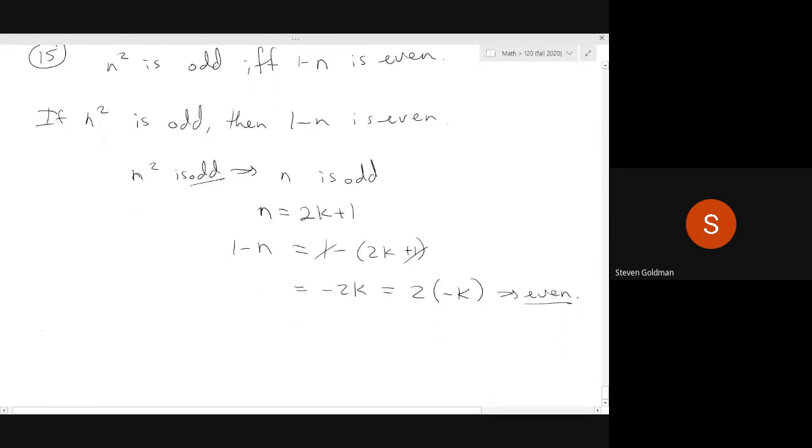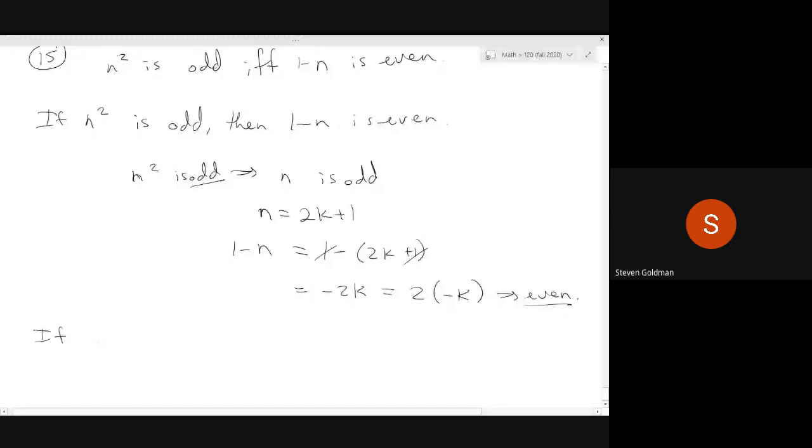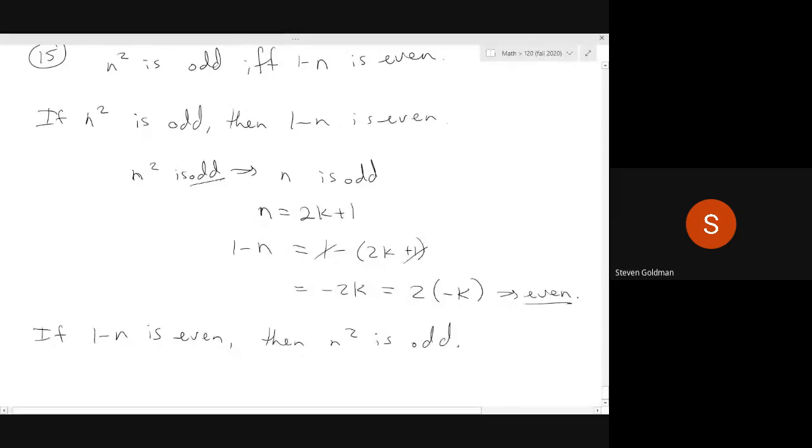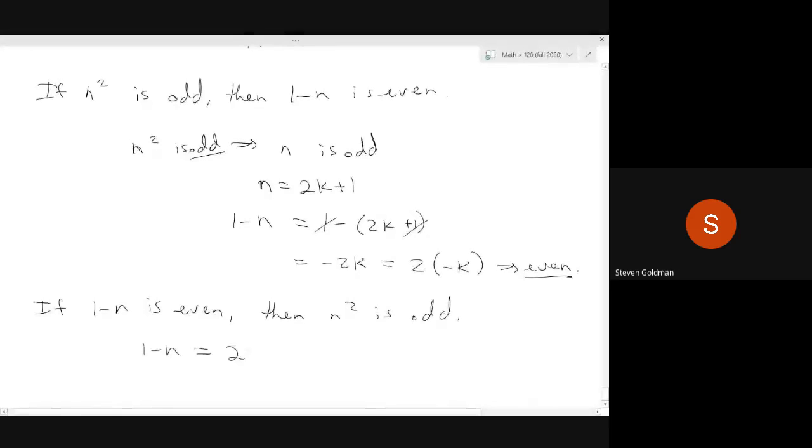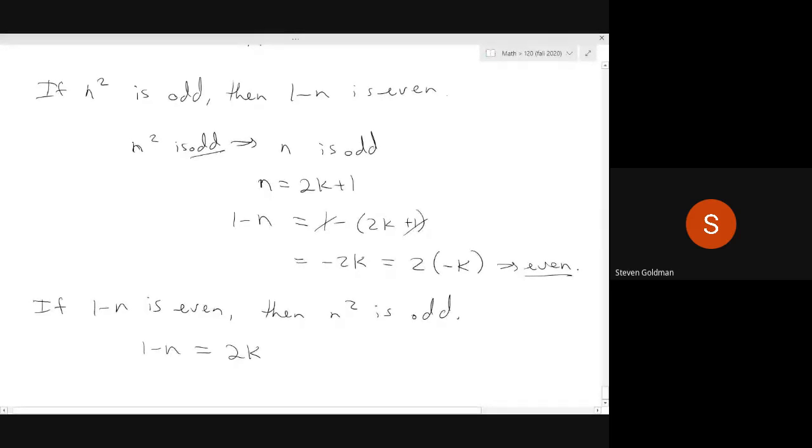Now let's go the other way. We have to prove if 1 minus n is even, then n squared is odd. Okay. So direct proof, we assume 1 minus n is even. That means it equals 2k for some integer k. All right, let's solve for n. If I solve for n, I get n equals negative 2k plus 1.